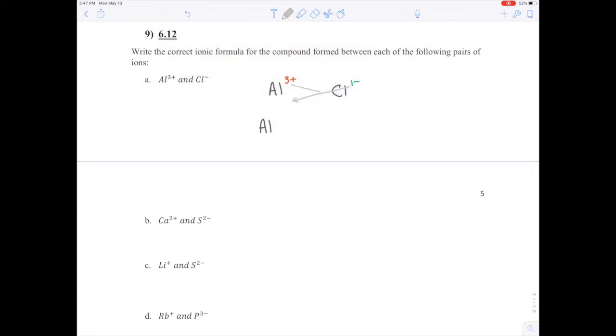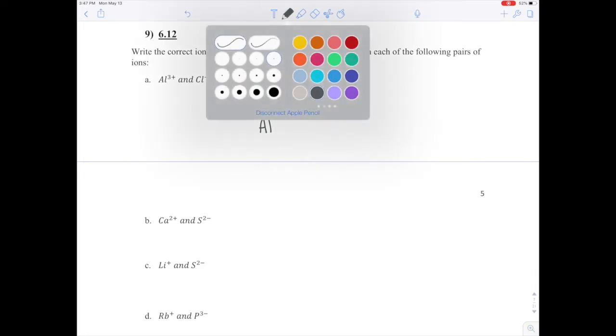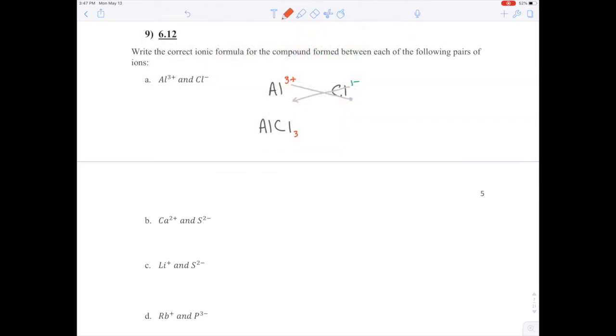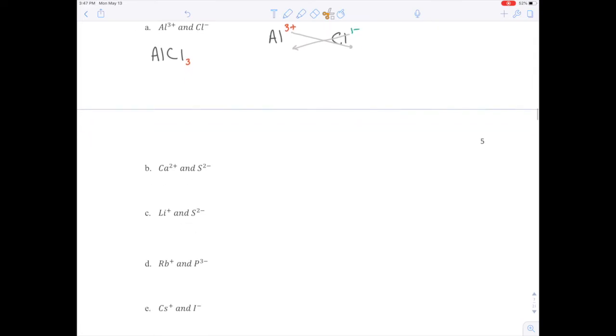And then the 3 at the top of aluminum will go at the bottom of chlorine to tell us that we need 3 chlorines. Remember, the numbers at the top are charges. They tell you how sticky an atom is. The numbers at the bottom right tell you how many of that atom there are in a compound of a bunch of stuff sticking together. So for every 1 aluminum, you would need 3 chlorines in order for that to have a 0 charge.